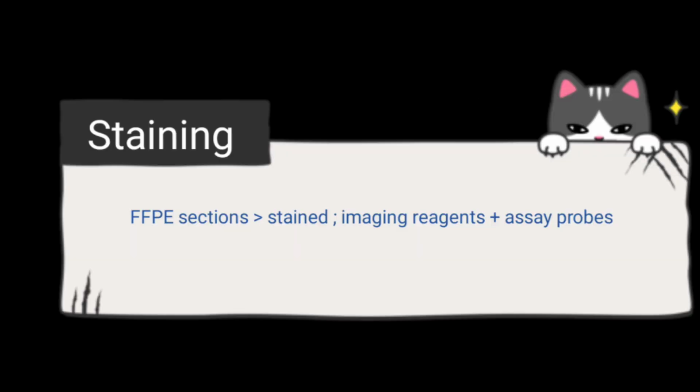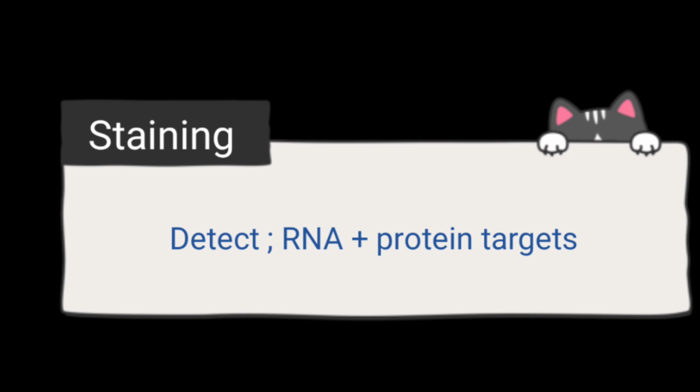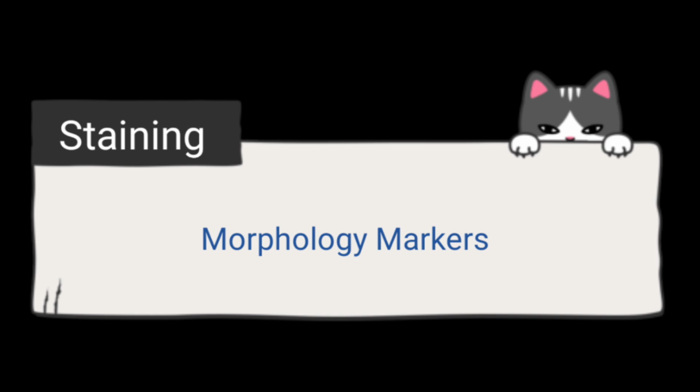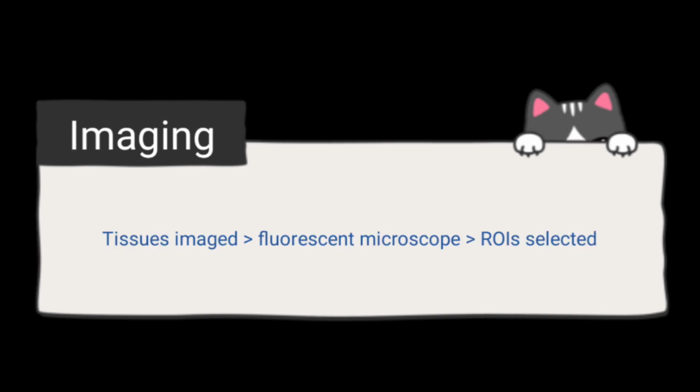FFPE or fresh frozen tissue sections are stained with imaging reagents and assay probes to detect both RNA and protein targets. Imaging reagents here also called morphology markers. Tissues are imaged with a fluorescent microscope and ROIs are selected.